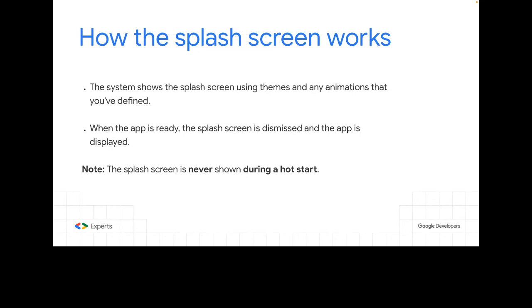When the app is ready, the splash screen is dismissed, as I told you earlier. When the first frame is drawn, it will go away. An important thing to note is that it will not be shown during every start. So if the user pushes the application to the background, it will not be shown in that case when the user opens it from there. It's shown during the very first initial start, when the application is started from scratch.